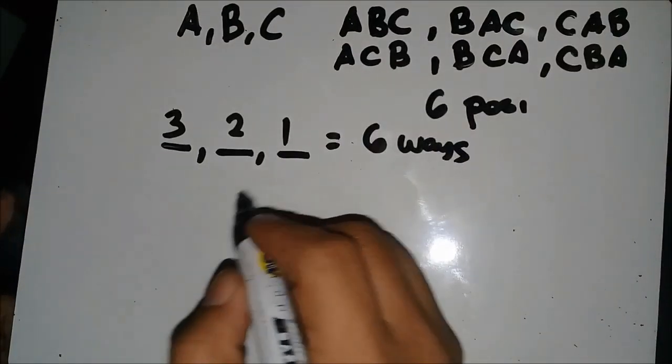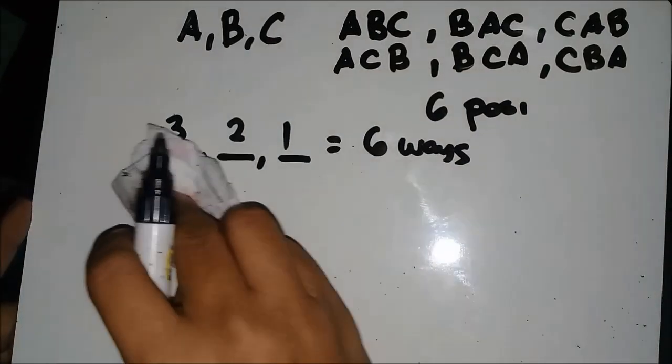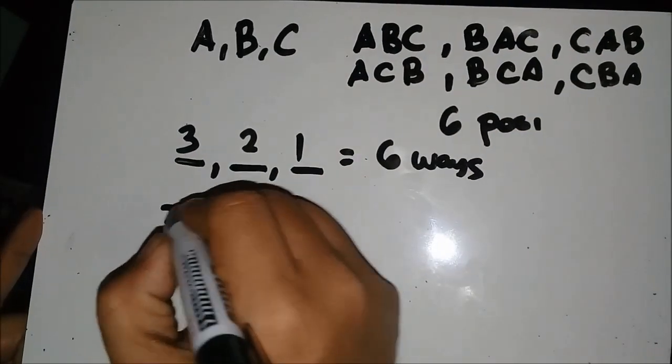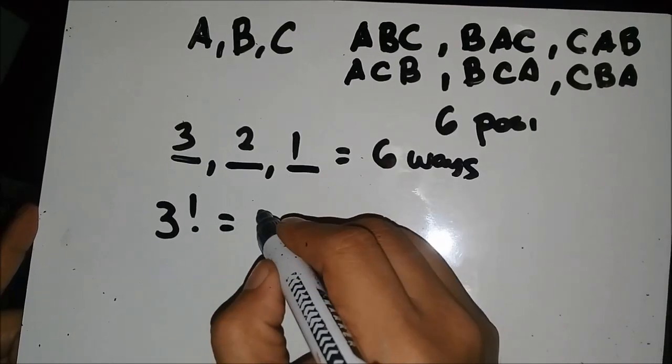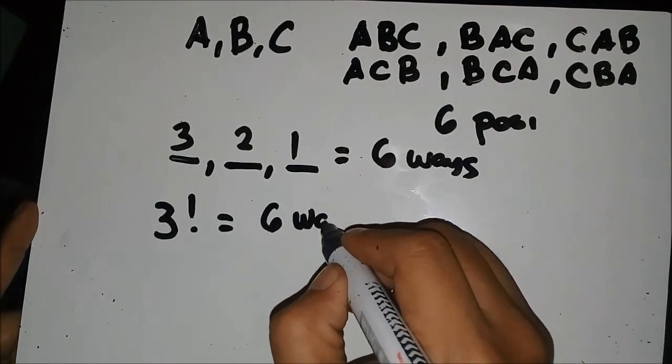Or using factorial notation, we have 3 factorial, which is equal to 6 ways also.